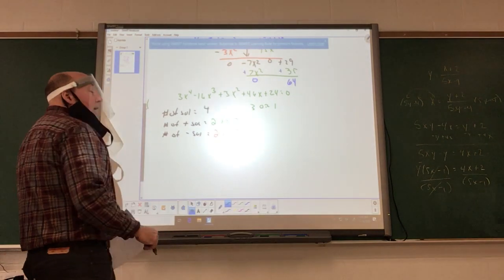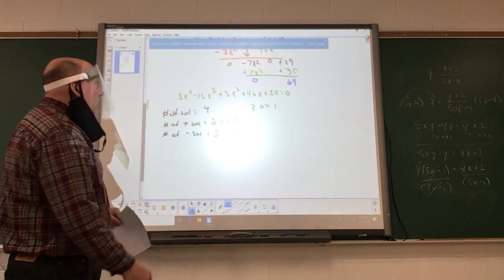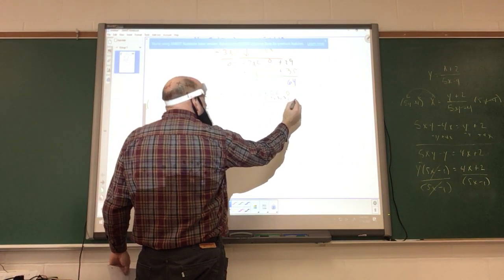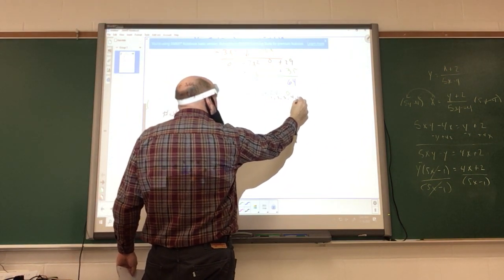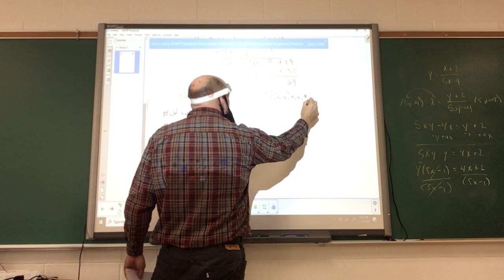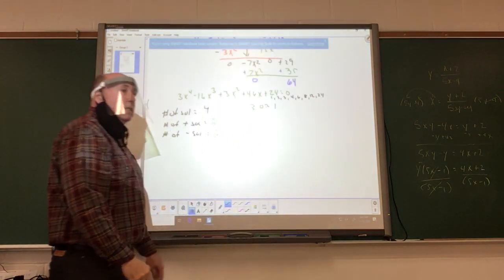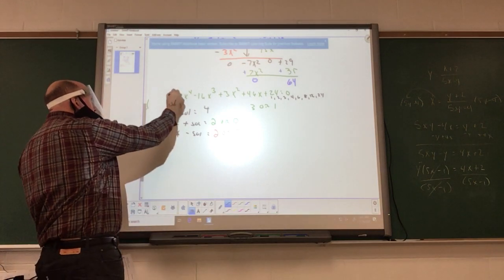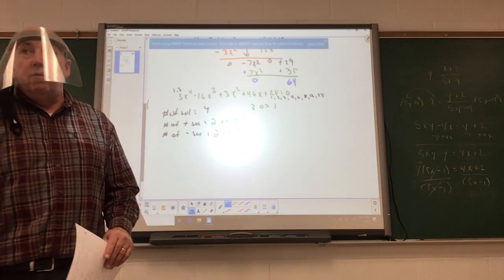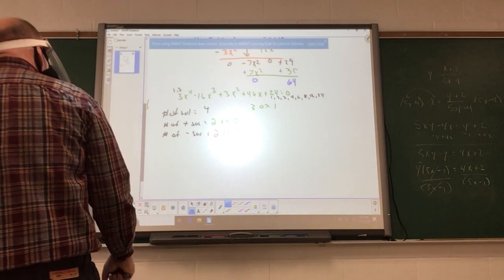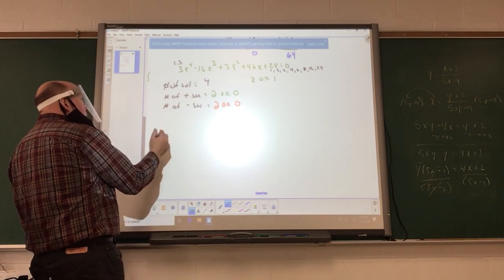If we take a look at our factors of 24, 1, 2, 3, 4, 6, 8, 12, and 24 are factors of our constant, and 1 and 3 are factors of our leading coefficient. So the list of possible solutions by the rational root theorem.